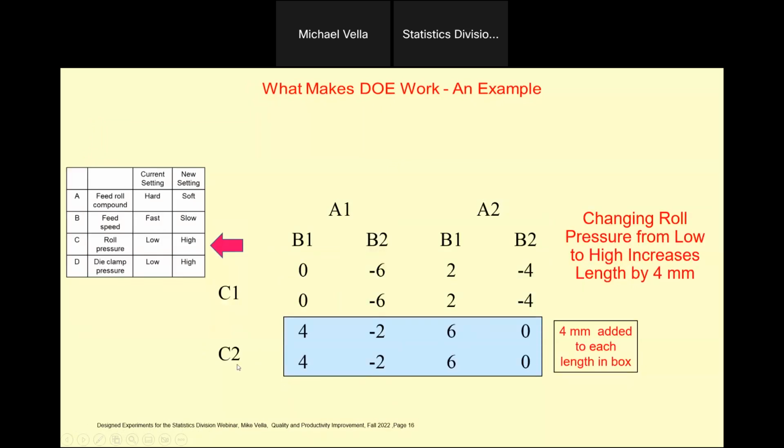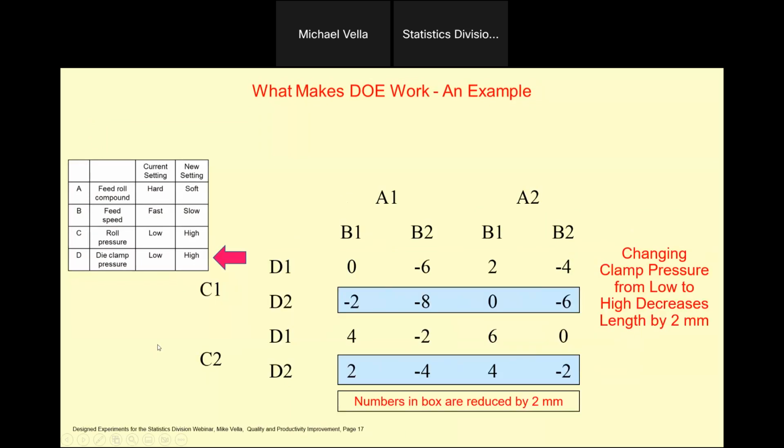Next, we'll go to roll pressure. Well, roll pressure increases length by 4 millimeters. And finally, die clamp pressure. And die clamp pressure from low to high decreases by 2 millimeters. So we have A, B, 1 and 2, B, C, and D.